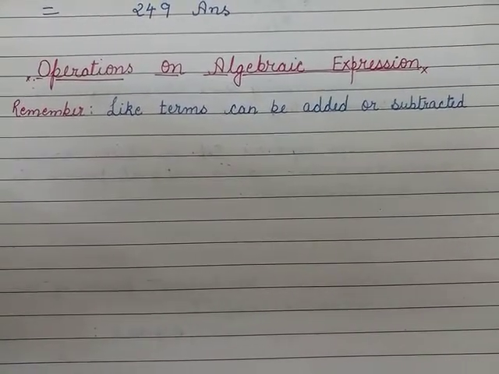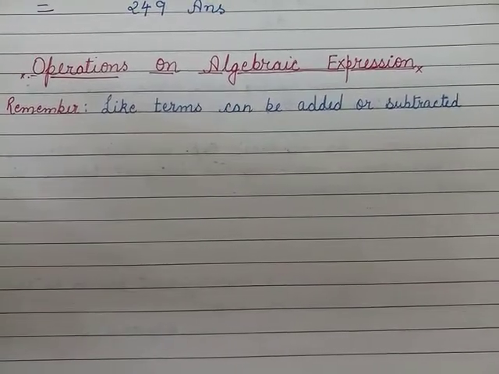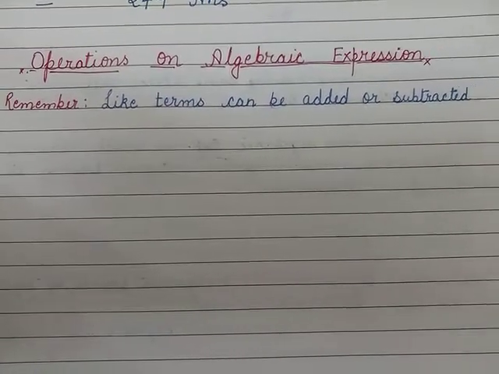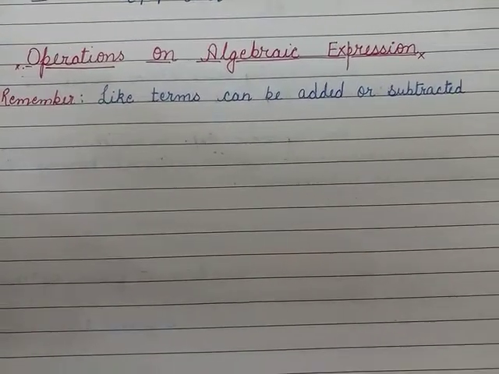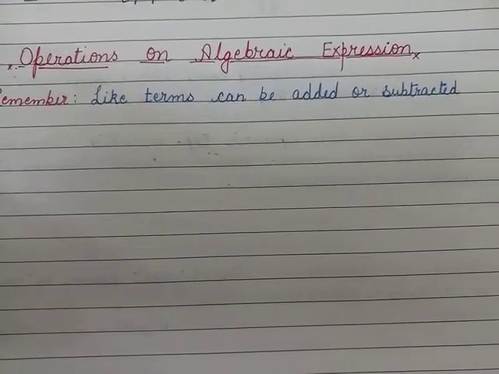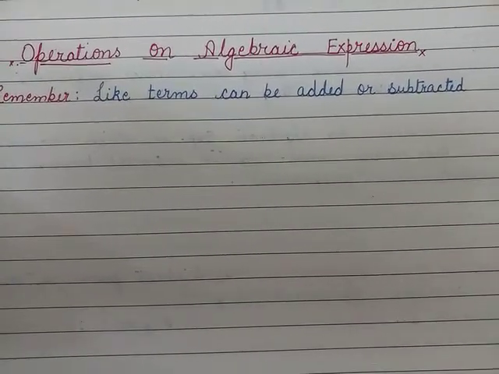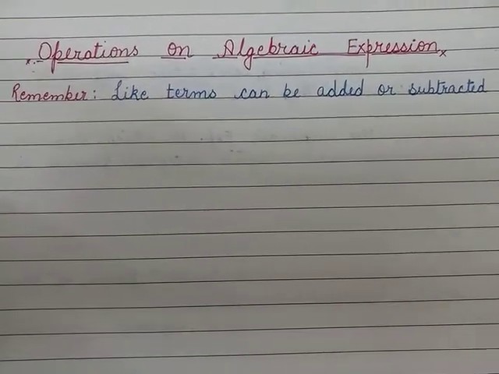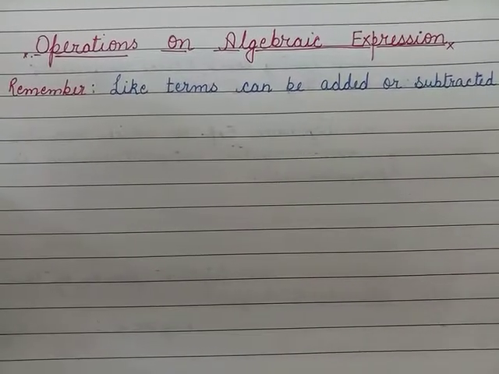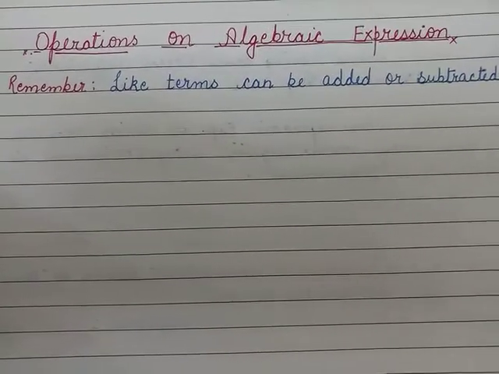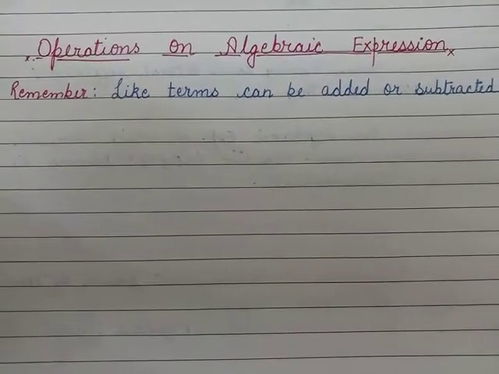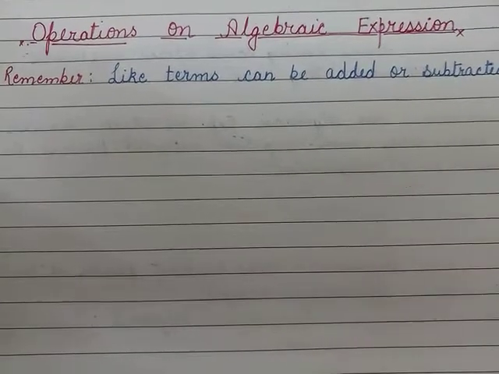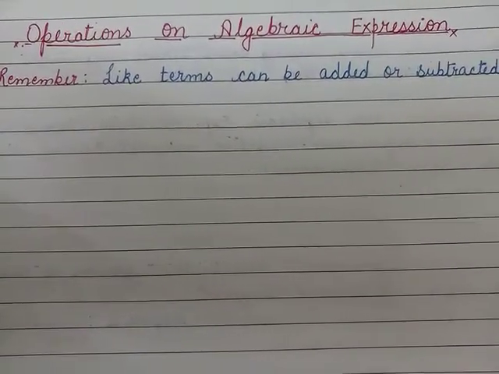Today I am going to teach you operations on algebraic expression. Whenever we are doing any operation that is either addition or subtraction, then remember children, like terms can be added or subtracted. We have two ways of addition and subtraction. Addition can be done vertically as well as horizontally. Similarly, subtraction can also be done vertically and horizontally, but we can add or subtract only the like terms.